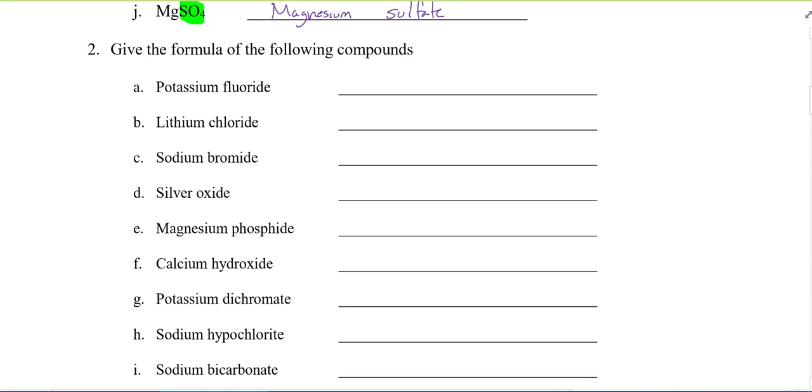What do I mean? Potassium, K. Fluoride, F. Potassium's charge, +1. Fluoride's charge, -1. They're good together, so I get potassium fluoride. I would recommend writing out the ions until you master it. And if you never master it this semester, write out the ions. No harm, no foul. Lithium, Li. Chloride, Cl. Lithium's plus, chloride's minus, so we're good to go, LiCl.